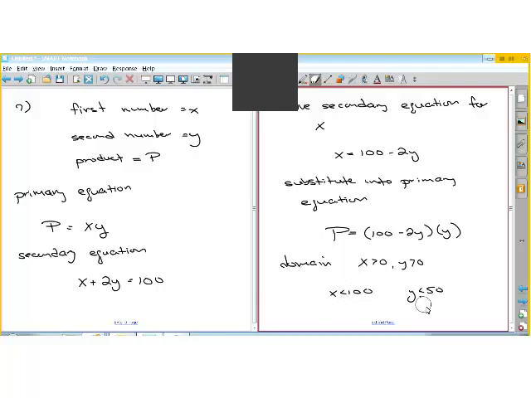Actually, not less than or equal to. It can't be equal to because that would make one of the others 0, and it says it has to be a positive number. So I guess the question is, is 0 a positive number or not? And I don't think it is. Okay, so that's our domain.